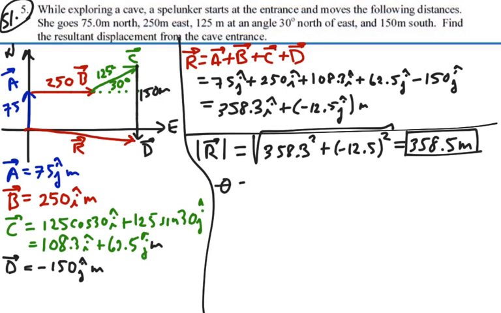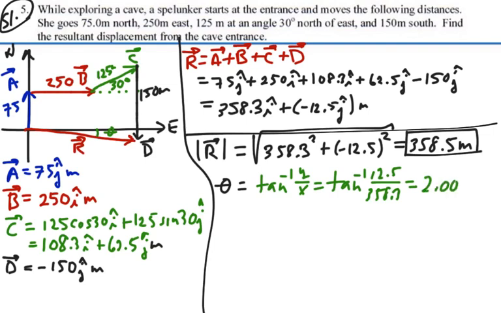And our angle, let's just find this angle right here. So we'll strictly go for the positive of it. Inverse tangent of our y over x. So inverse tangent 12.5 over 358.3 is 1.998 degrees, or we'll just say 2.00 degrees.